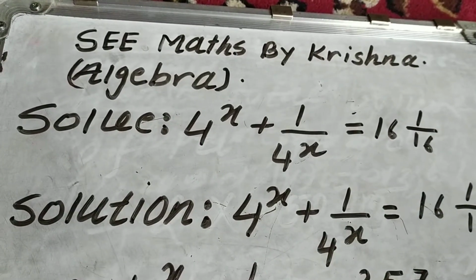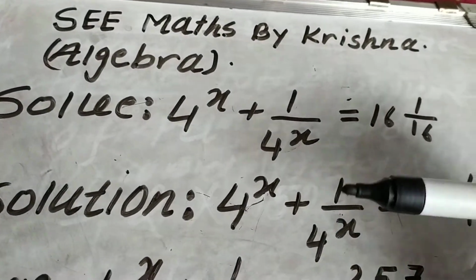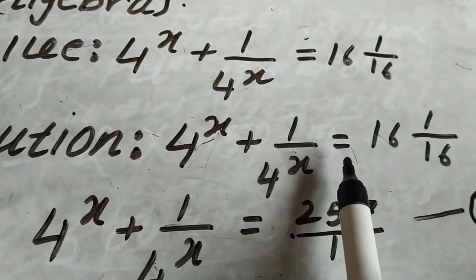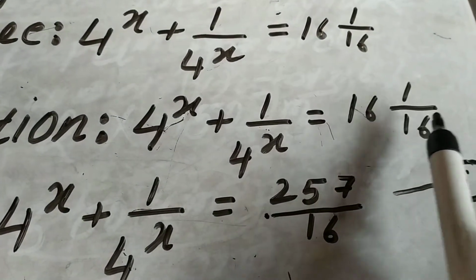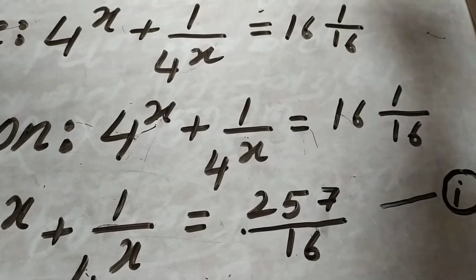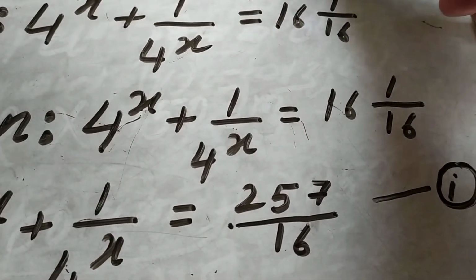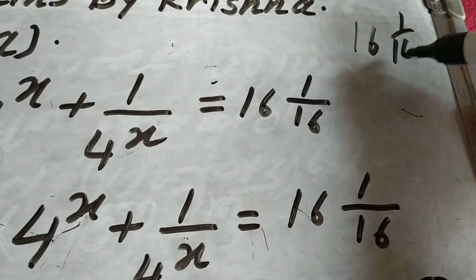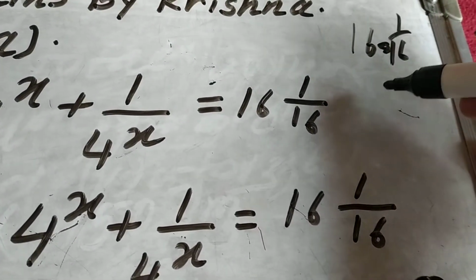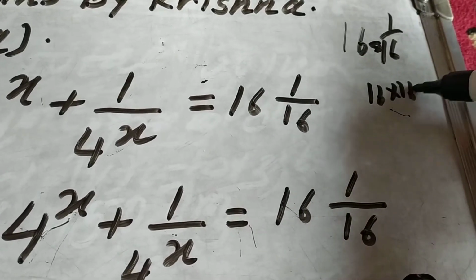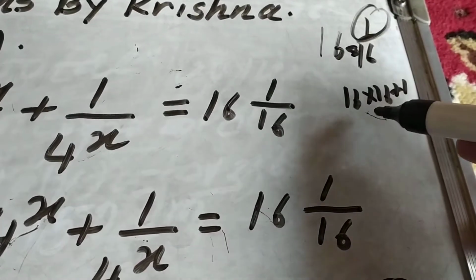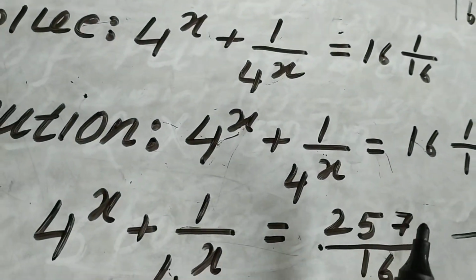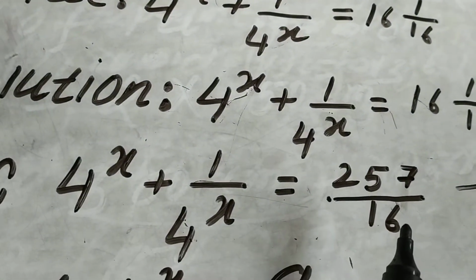Now solution, just copying this: 4 to the power x plus 1 by 4 power x is equal to 16 whole 1 by 16. How to convert this 16 whole 1 by 16? It is very simple. We need to multiply these two, 16 into 16 plus 1, divided by 16. 16 16s are 256 plus 1, 257 divided by 16.